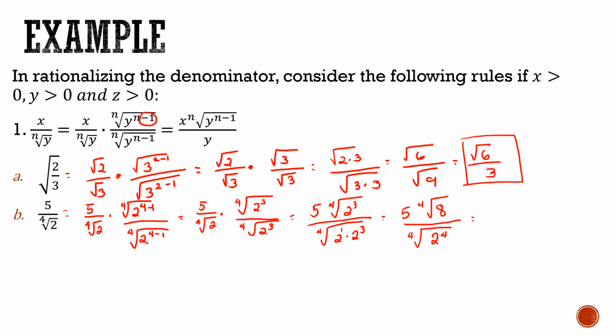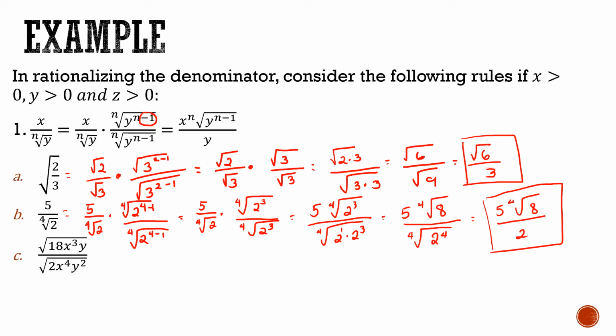So this is equal to 5 fourth root of 8 over, so we can now cancel out the fourth root since this is 2 to the fourth power. What's left is the base, which is 2. So the answer is 5 fourth root of 8 over 2.